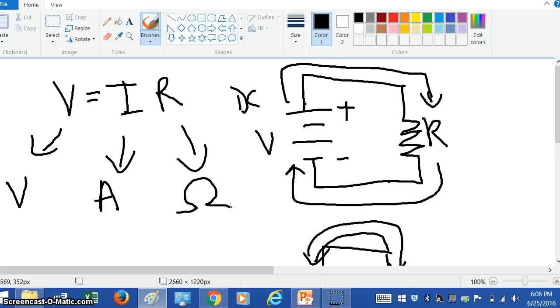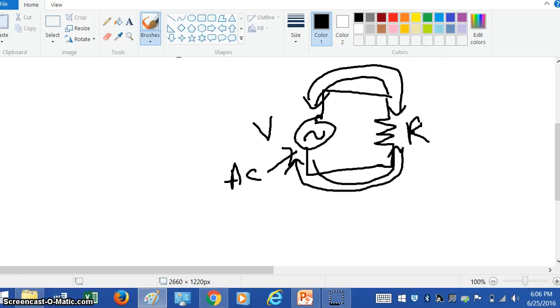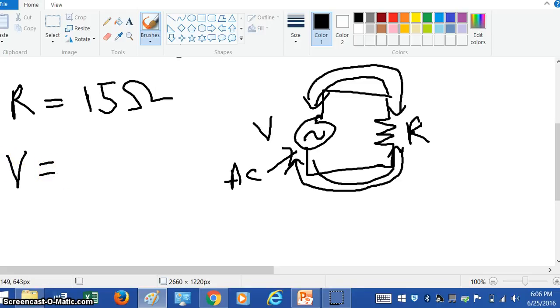Okay, so let's do a quick example of this. Let's say that we had a resistance of 15 ohms. And ohms can vary. You can have less than an ohm. You can have very specialized circuits. And in some circuits, you could have many mega ohms, millions of ohms. Okay, so that's 15. And let's say our voltage is, a typical household voltage is about 120 volts.